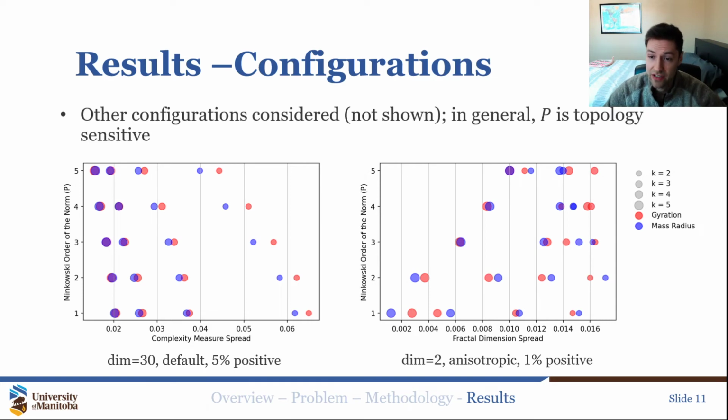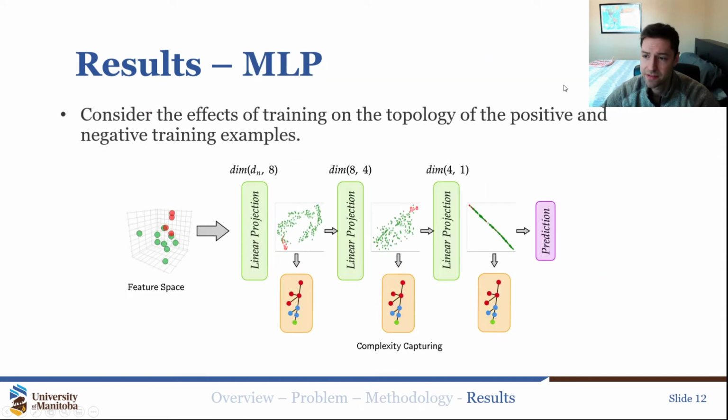Other considerations were considered in the full paper, but for the sake of time and space, we didn't include them. But in general, it seems like the fractal dimension, order of the norm, and some of these other parameters tend to be very topology sensitive. So there's no one size fits all. We go into what we take from that later on.